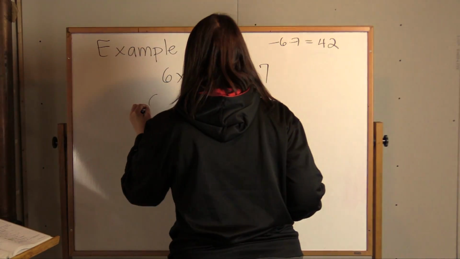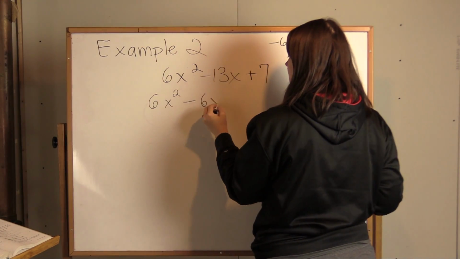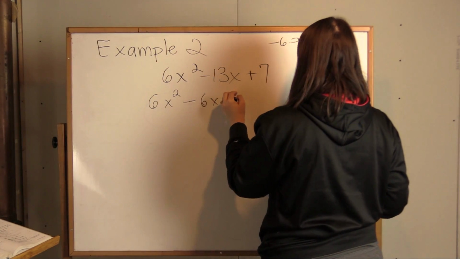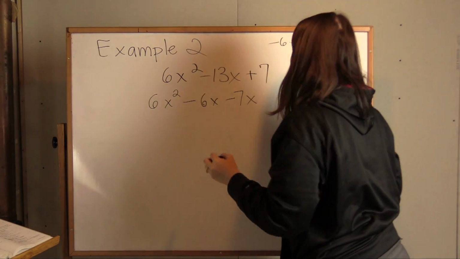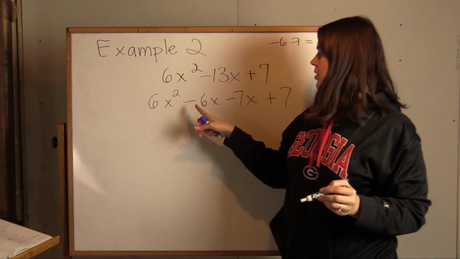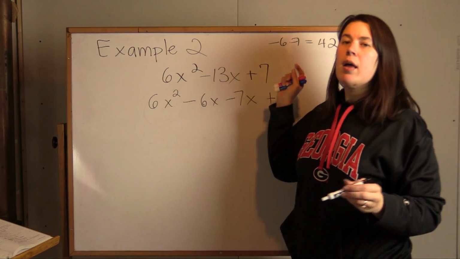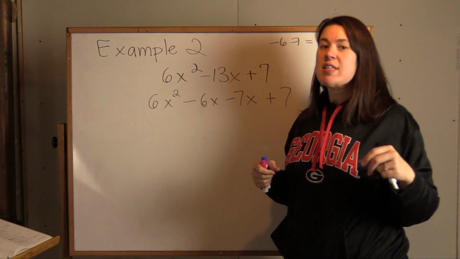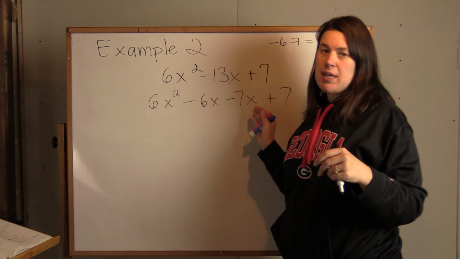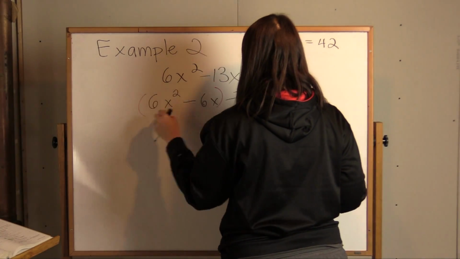So I'm going to go ahead and rewrite it. 6x squared minus 6x minus 7x plus 7. Remember, when they're negative, you don't want to write plus, you want to write negative. That's why it's important to figure out what your signs are going to be before you replace them in the problem. Okay, so from here, I group them.